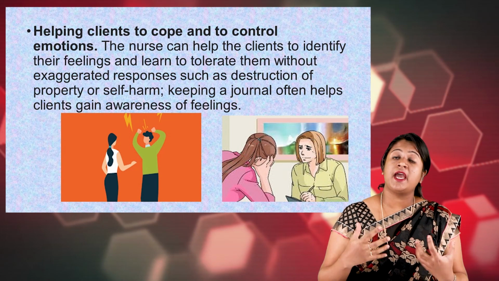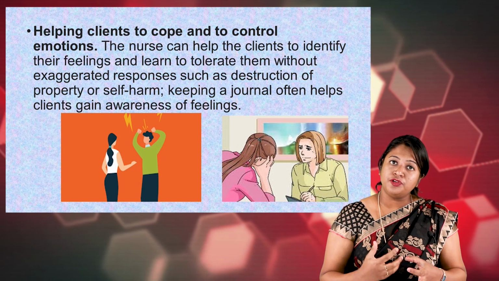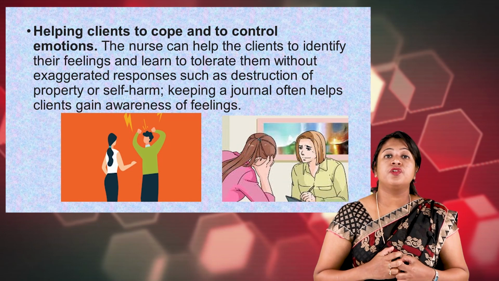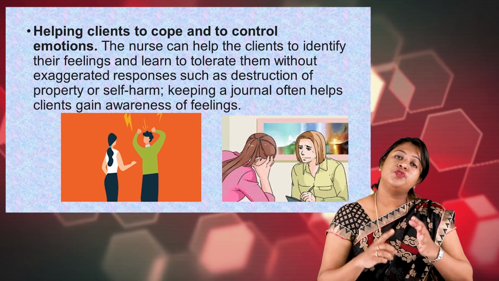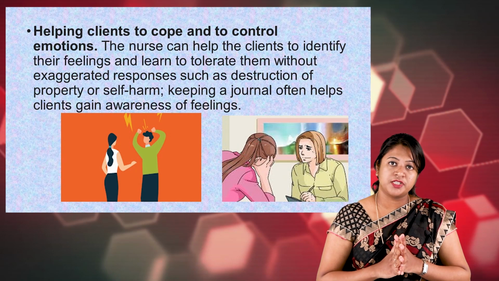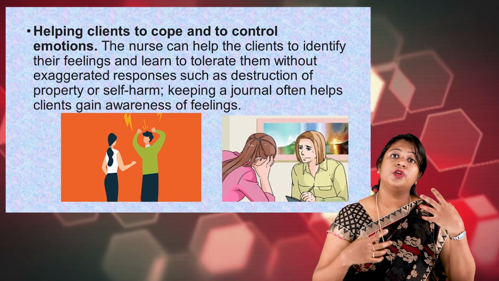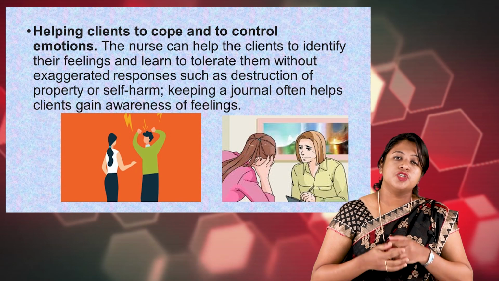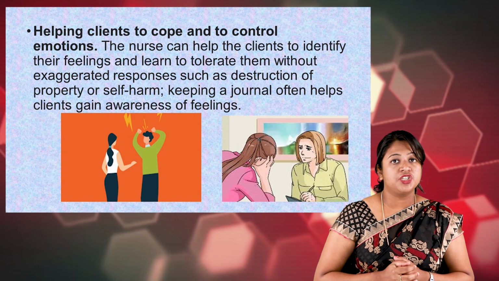So at times he may have impulsive behavior, right? So you need to teach the client to control his impulses, to control his emotions, and gain awareness of it so that he should not harm himself or the other person. So you can ask him to maintain a journal or a diary about his emotions, what situations, what kind of emotion he exhibited, what was the reason for him to exhibit it, and what better he could have done. So all these things can be done when he maintains a particular journal or a diary.